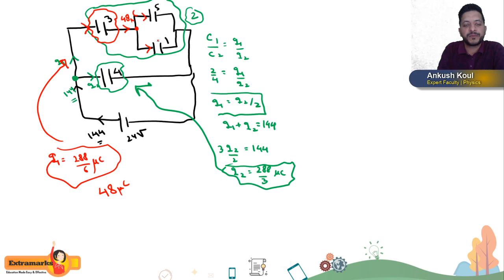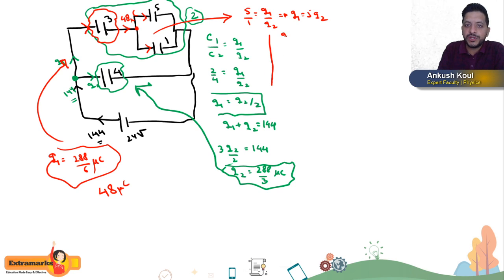ratio of 1:5. So for this region 1:5, what will I write? 5 by 1 should be equal to Q1 by Q2. That means Q1 is 5 times Q2, correct? And we know Q1 plus Q2 for this part of the circuit is how much? 48. So Q2 is equal to 8 microcoulomb, and Q1 is equal to how much? 40 microcoulomb.